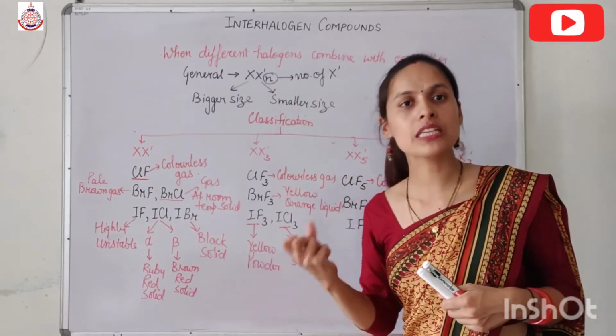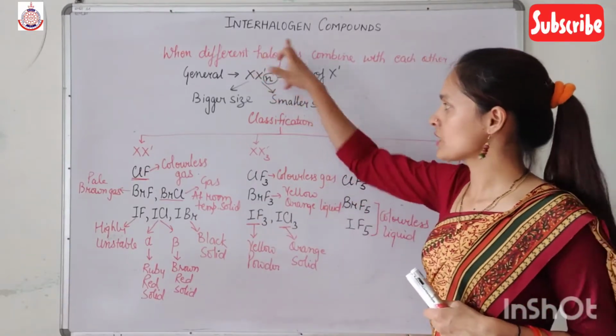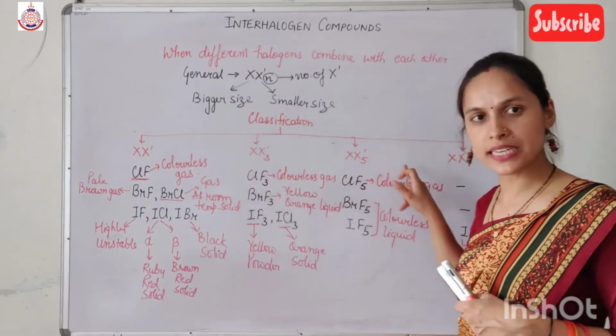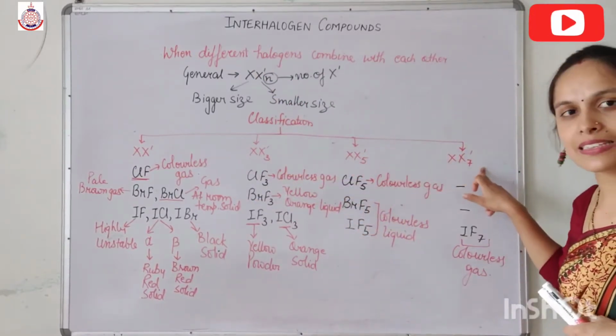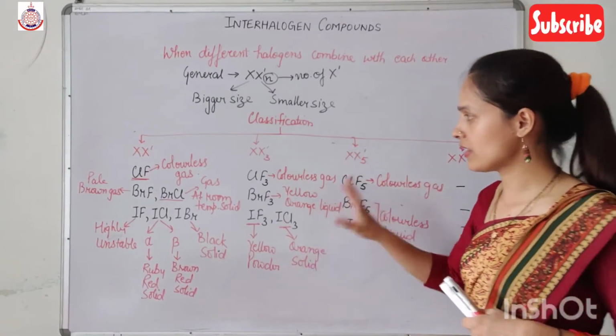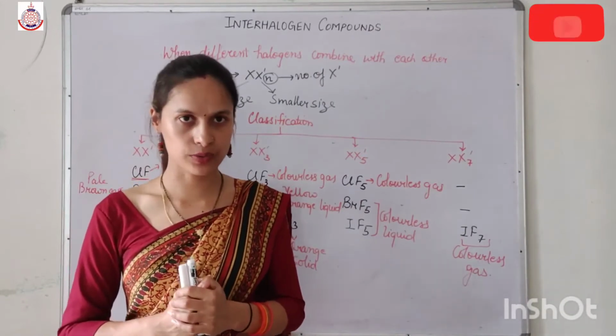Now, depending upon the oxidation state exhibited by the halogens, the interhalogen compounds are classified into 4 categories: XX', XX3', XX5', and XX7'. And these are the different examples of the different interhalogen compounds.